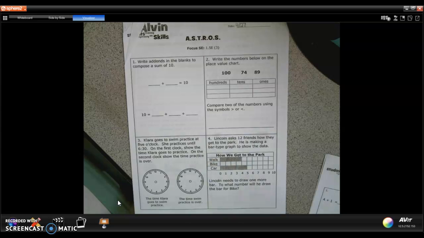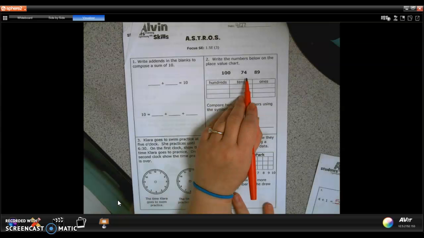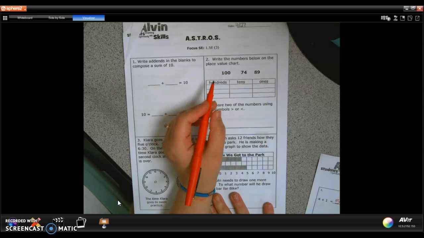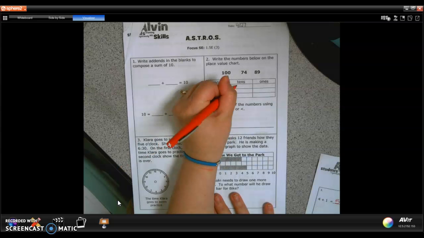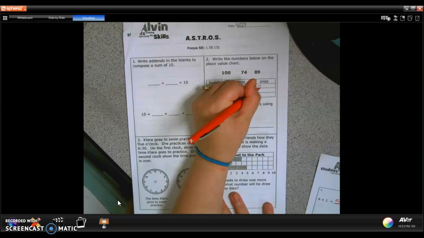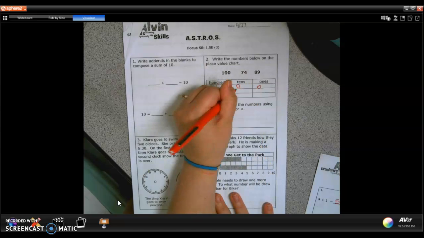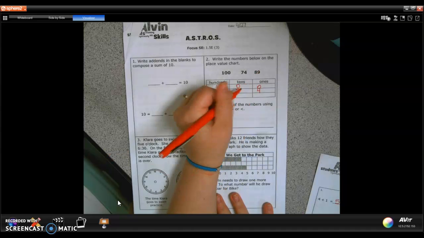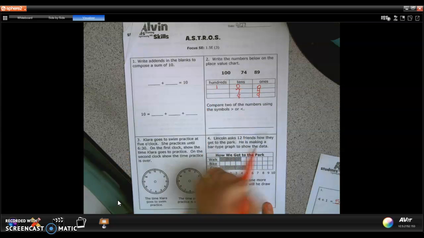Write the numbers below on the place value chart. I have the number 100, I have the number 74, and I have the number 89. So I'm going to write them on the place value chart. I'm going to start with my first number, 100. 100 has 1 hundred, 0 tens, and 0 leftover ones. 74 has 0 hundreds, but it has 7 groups of 10 and 4 leftover ones. 89 has 8 groups of 10 and 9 leftover ones and 0 hundreds.